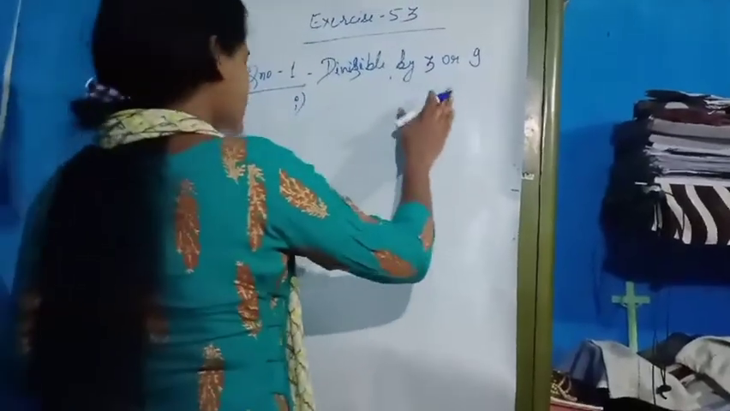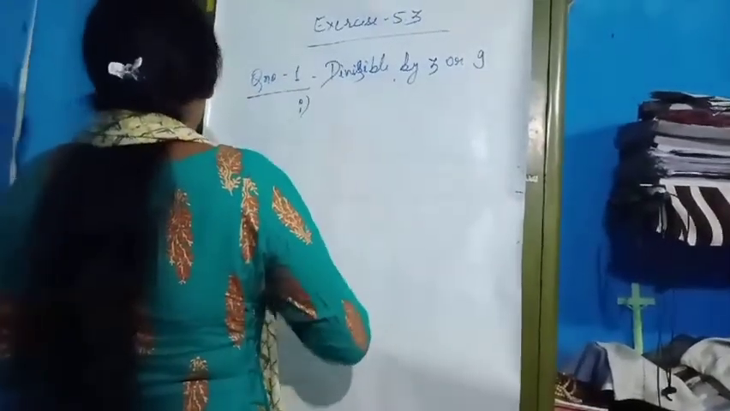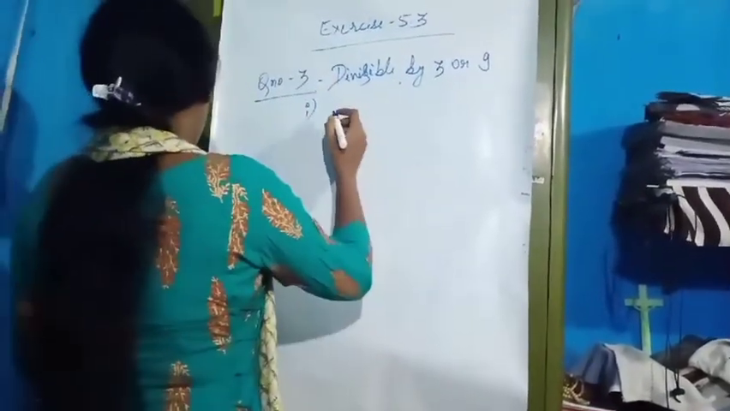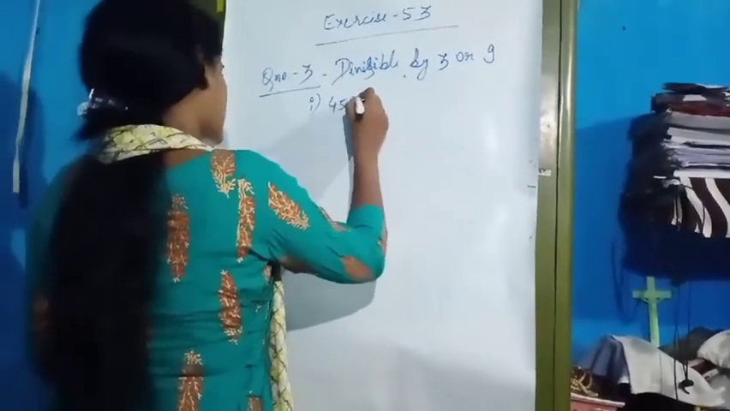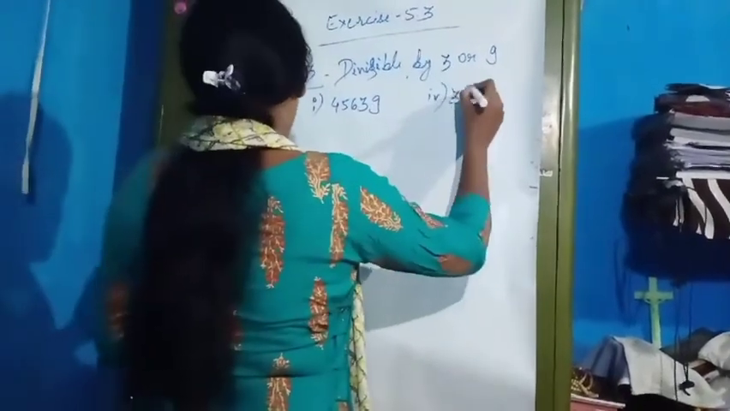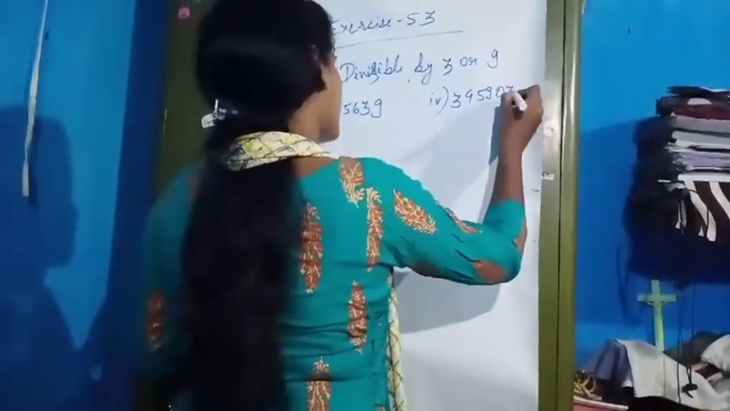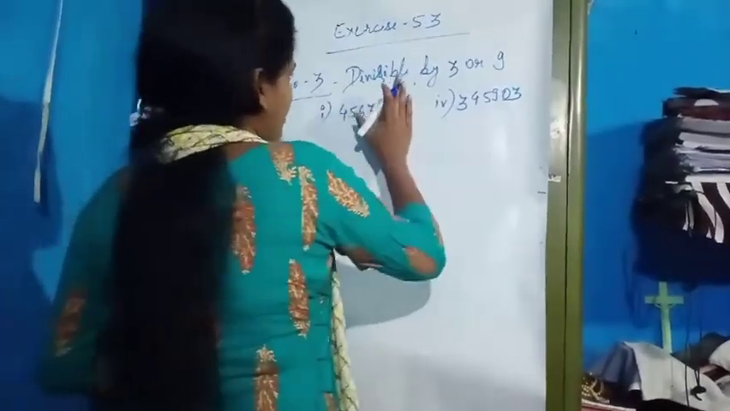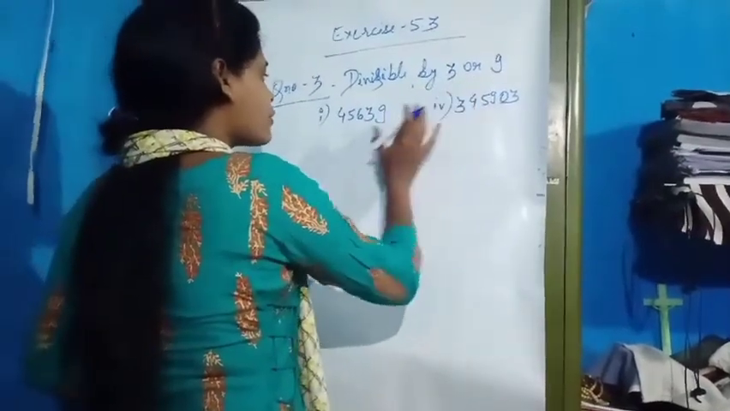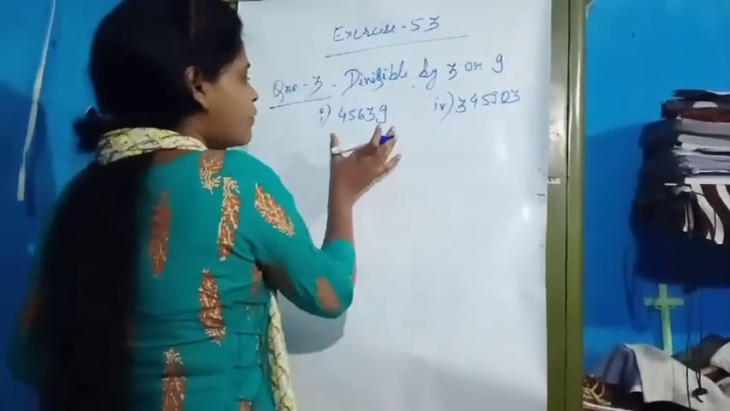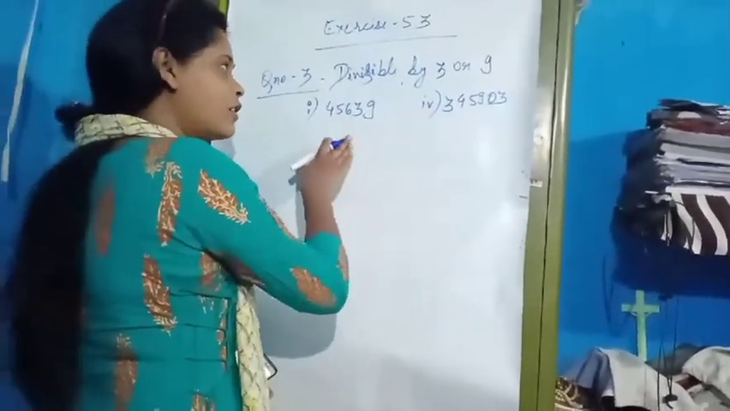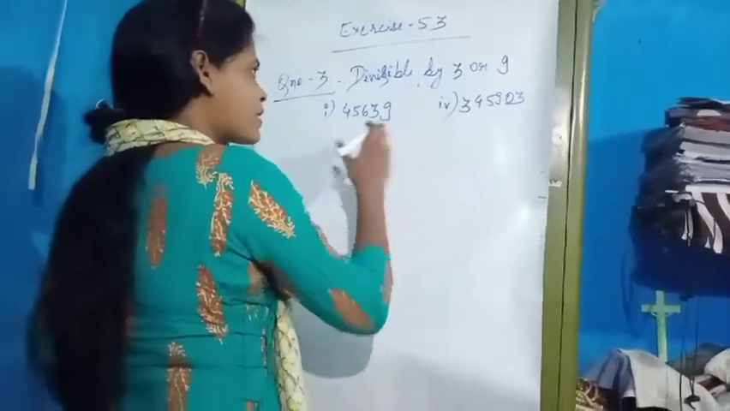Now, divisible by 3 or 9. This is question number 3. I'm giving you the numbers 45639, 34590. I'm solving 1 and 4, and the rest you will solve as homework. See the condition for divisibility by 3 or 9. I think you know that we are going to find the sum of its digits. If the sum of the digits is divisible by 3, then that number is divisible by 3. If it is divisible by 9, then that number is divisible by 9.